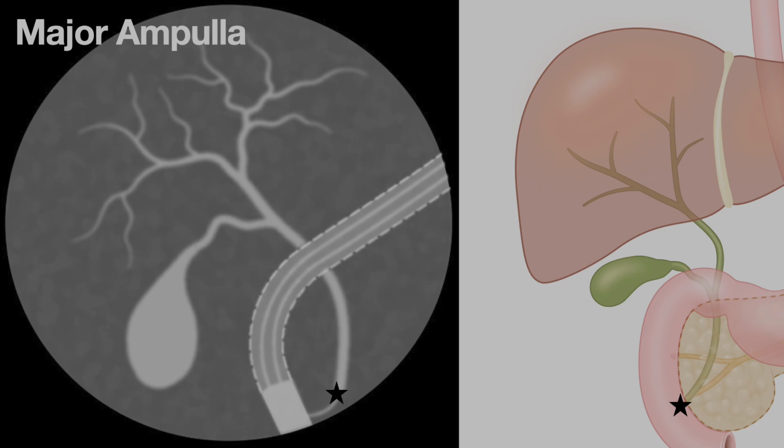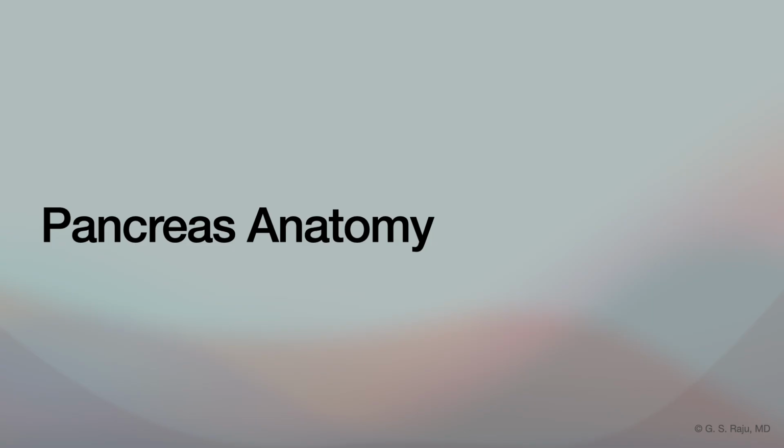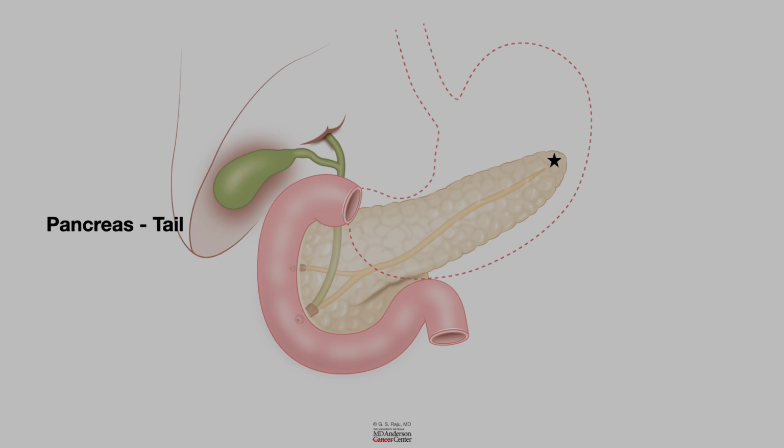Now let us learn about pancreas anatomy. The pancreas is situated behind the stomach with the head inside the C loop of the duodenum. So here is the pancreas tail, body, and the head. And there is a small process close to D3, D4, that is the uncinate process.